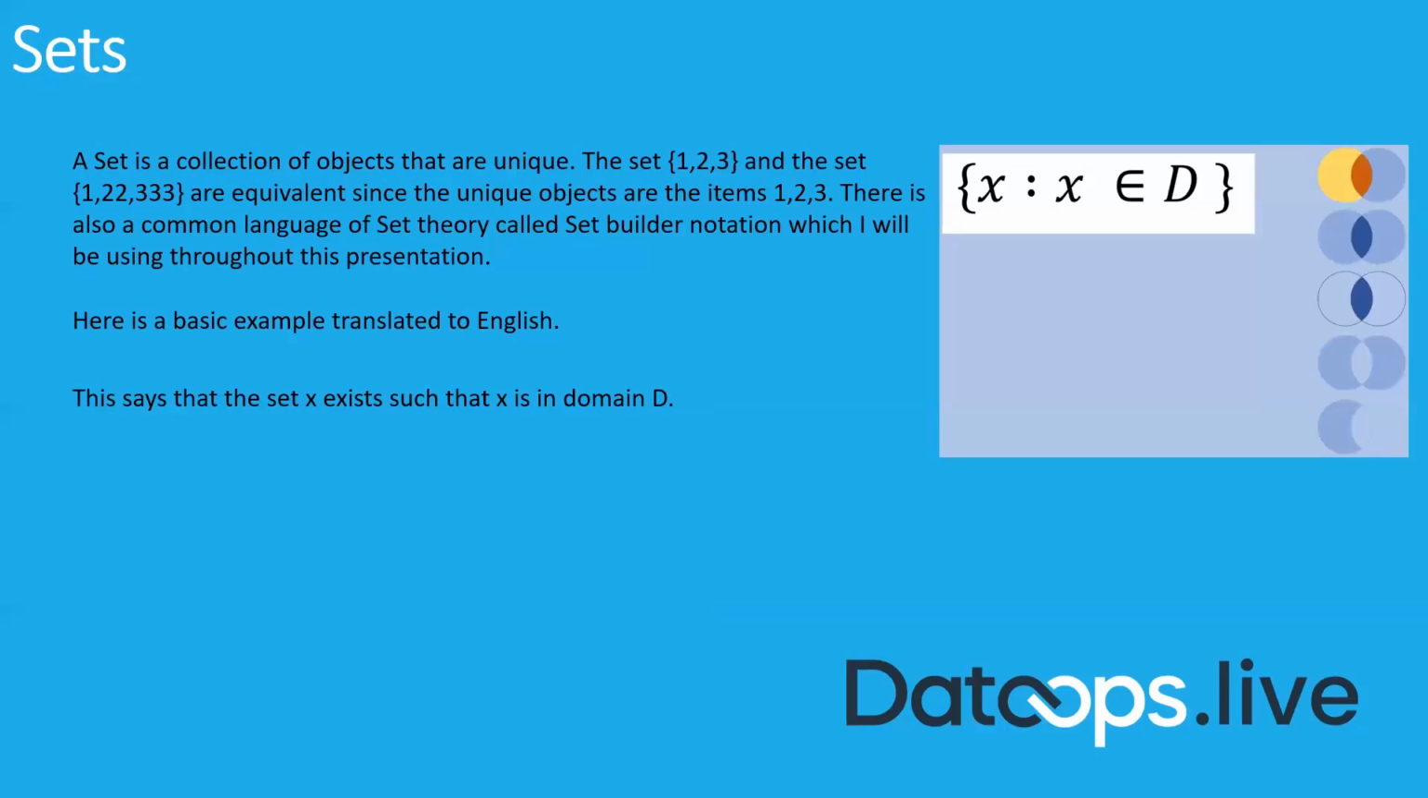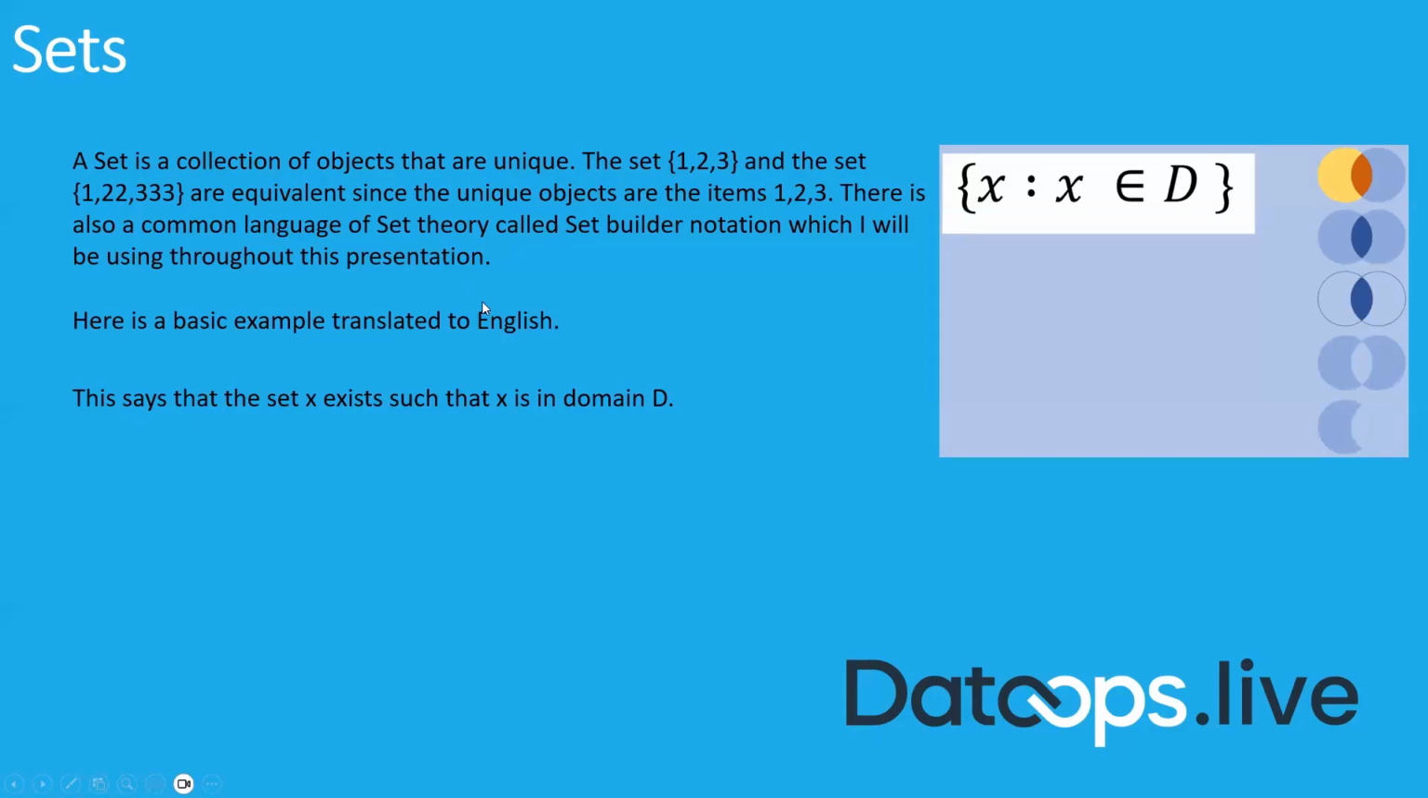Don't be scared of this part because it might give you flashbacks to grade school. A set is a collection of objects that are unique. That's just the purest definition of what a set is. You can have 1, 2, 2, 3, 3, 3 and 1, 2, 3. Those are equivalent because a set is defined as a unique set of objects.